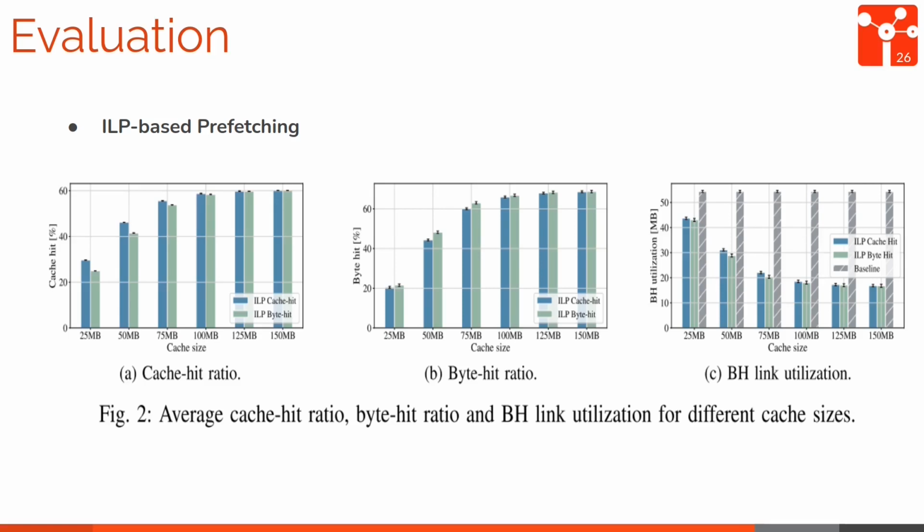And for the byte hit ratio, with more bytes served at the edge, more savings over the bandwidth link can be achieved. The byte hit ratio is the ratio between the number of bytes served from the edge and the overall number of bytes requested. And in the discussion part, the author mentioned that the number of bytes served from the edge for the ILP byte hit algorithm is more than for the ILP cache hit algorithm.